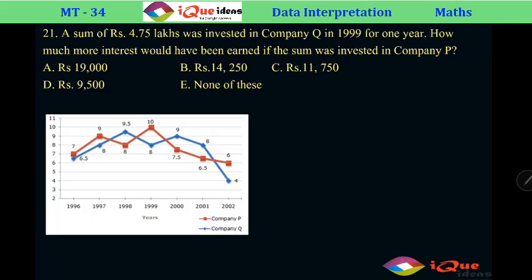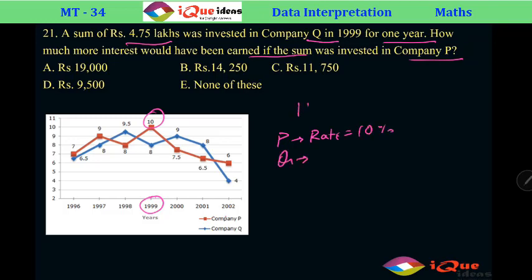Now the first question of this series, question 21, it says the sum of 4.75 lakh was invested in company Q in 99 for 1 year. How much more interest would have been earned if the sum was invested in company P? All right. So if you look at 1999, what is the rate percentage on company P? On P, the rate of interest is equal to red one, that is 10%. All right. And on Q, you're talking about 1999. And company Q, the rate is equal to 8%.